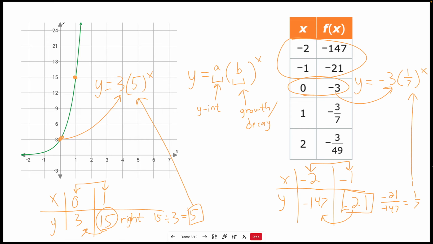The only other thing I would say that's really, really important: the x values, when you set up this table, need to be going up from left to right, okay? So a smaller number, then a bigger number, going in this direction.